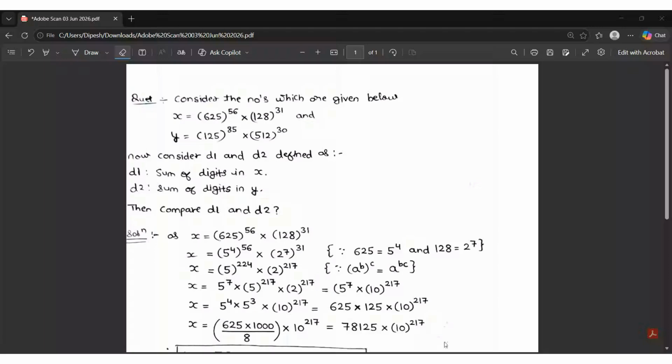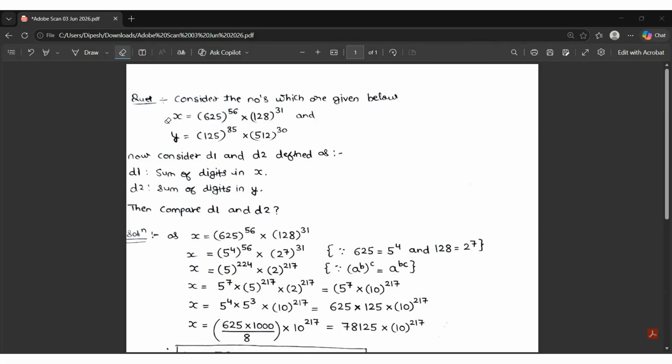The concept behind solving this question is the number of trailing zeros. This question can be solved by using the concept of trailing zeros because all these numbers can be expressed in powers of 5 and 2.